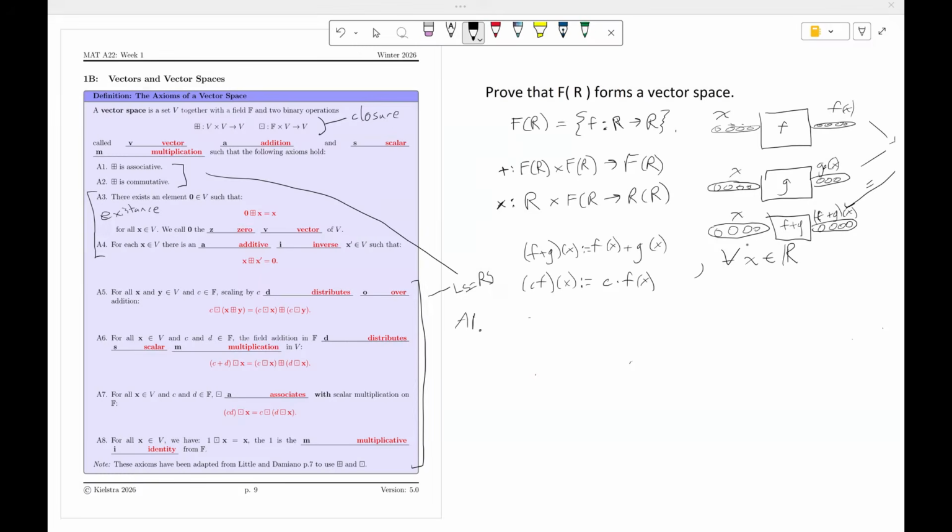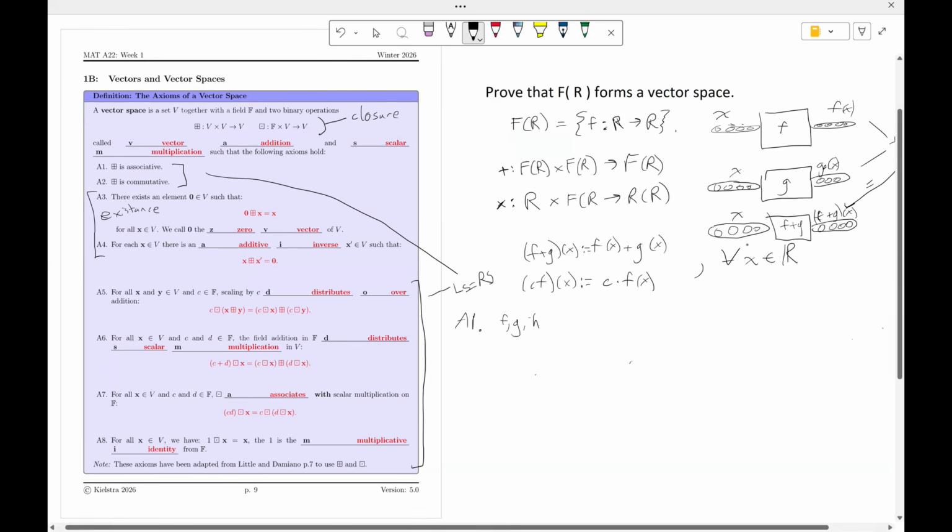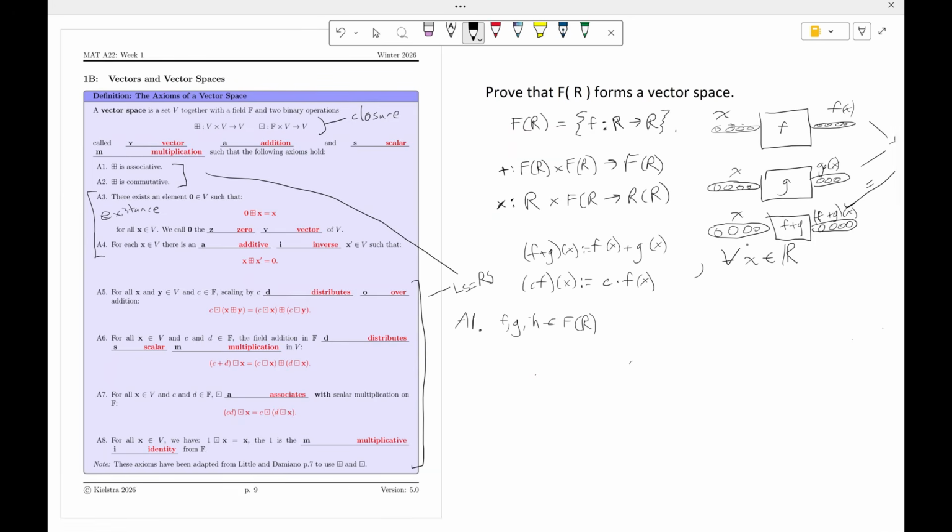We're now going to prove one of our left side equals right side axioms, specifically A1, associative. And to be associative, this means that for f, g, and h in the set of real valued functions, f plus g, plus h is equal to f plus g plus h. Now, this is our goal. This is what we want to show.